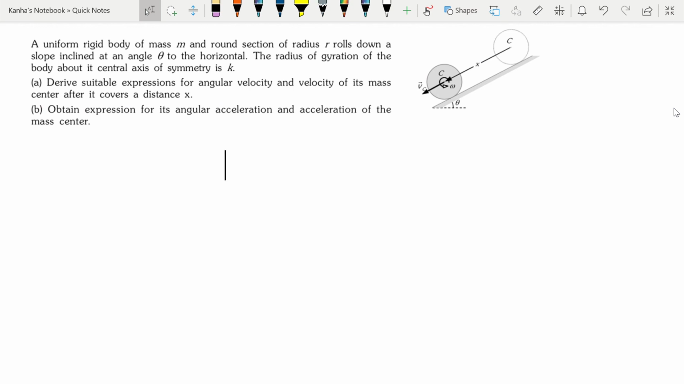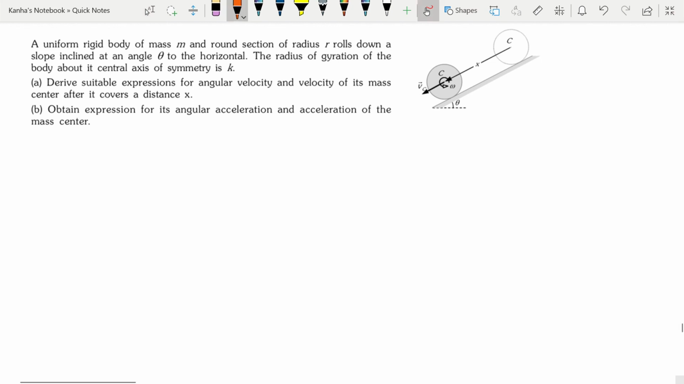A uniform rigid body of mass small m and round section of radius r is rolling down a slope inclined at an angle theta to the horizontal. The radius of gyration of the body about its central axis is given by k. You are supposed to derive suitable expressions for angular velocity and velocity of the center of mass as it covers the distance x. Also, you are supposed to obtain the expression for its angular acceleration and acceleration of the center of mass. So what is different in this question?